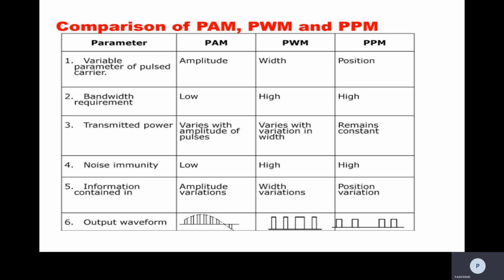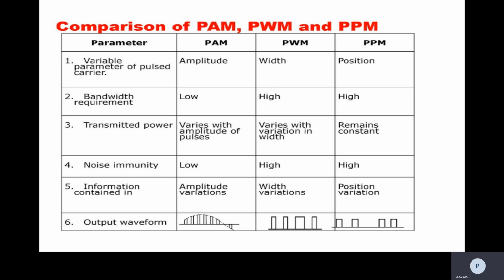Now we just see the comparison of pulse amplitude modulation, pulse width modulation, and pulse position modulation. The first one is the parameter, and then PAM, PWM, and PPM. The first parameter is the variable parameter of a pulsed carrier. We know that in PAM, amplitude varies, in PWM, width varies, in PPM, position varies. Coming to the second parameter, bandwidth requirement. In PAM it is low, whereas in PWM and PPM we require a high bandwidth.